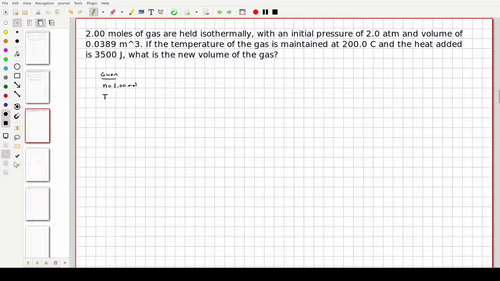Now, what is that temperature? It's 200 degrees Celsius, which we're going to need to convert to Kelvin. Remember, to go from Celsius to Kelvin, you add 273. So this would be 473 Kelvin. Okay. Now, we're also adding heat.